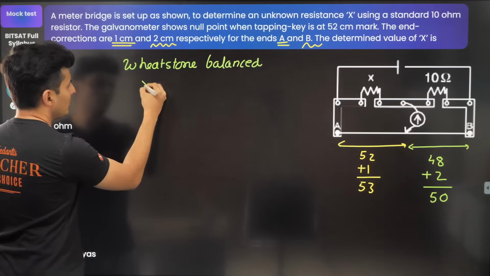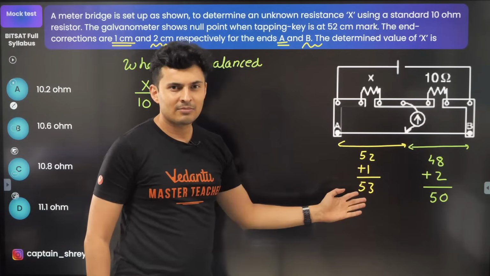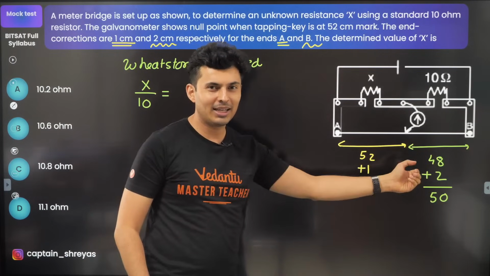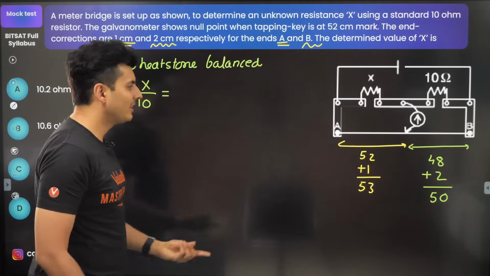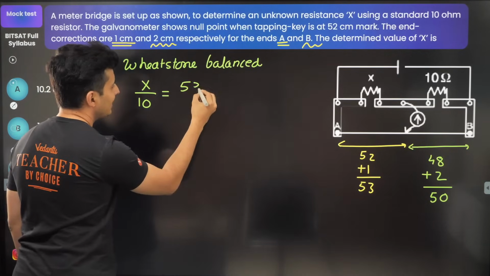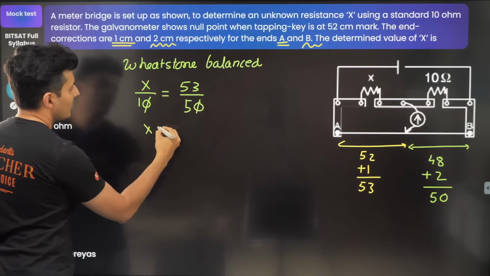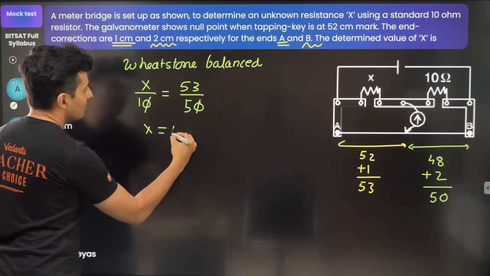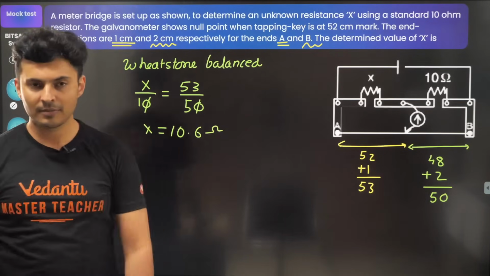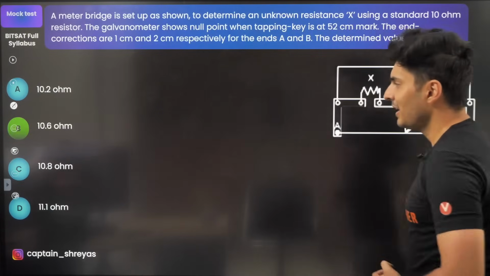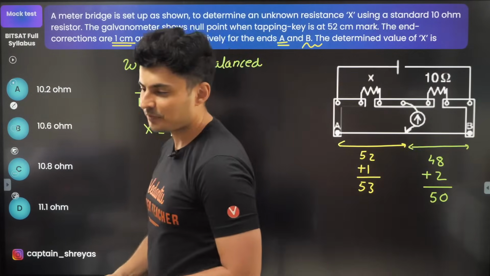So it just turns out to be X by 10. I know this is not resistance, but the resistance is always proportional to the length. So the ratio of the resistance is also proportional to the ratio of their lengths. So it comes out to be 53 divided by 50. This 0 goes. So X will be 53 by 5, which is 10.6 ohms. That's it. That's the unknown resistance, and this is how the actual practical is also performed.